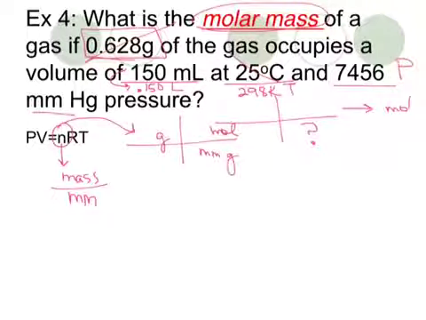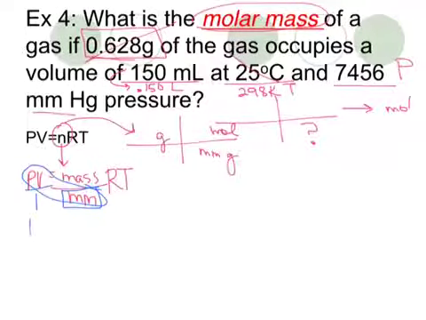So now we have PV is equal to mass over molar mass, RT. If I need to solve this for molar mass, which is on the bottom, you know my favorite, I'm going to butterfly it, and end up with PV times molar mass is equal to, I'm going to abbreviate this mass up here with an M, mass RT.